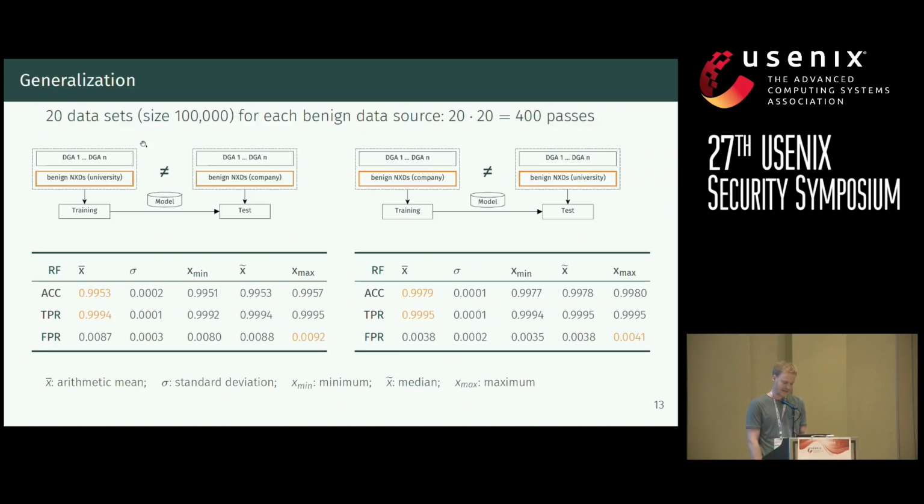The tables below again show statistical summaries of the classification results. As you can see here, the accuracy and true positive rate are comparable to the first experiment, where we trained and tested with benign data from the same network. Only the false positive rate slightly increases, but is still very small. And so we are able to state that FANCI can be used within a new network in which it was not trained on.